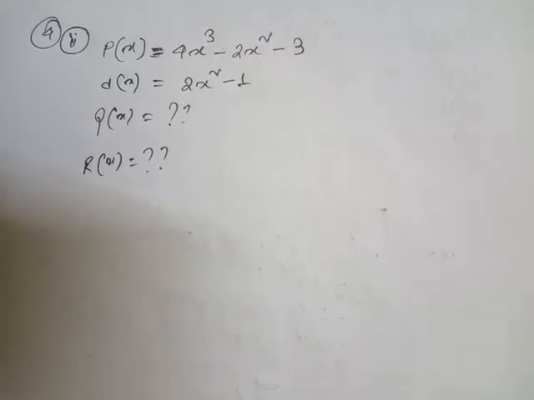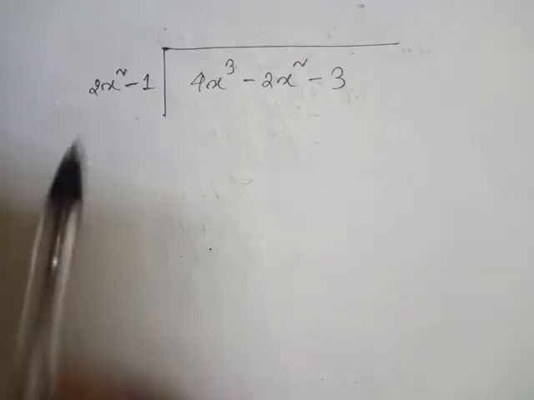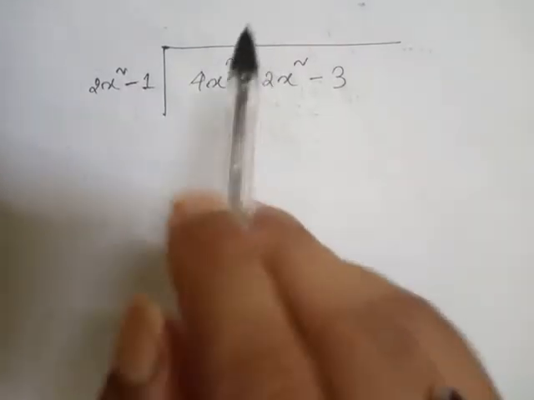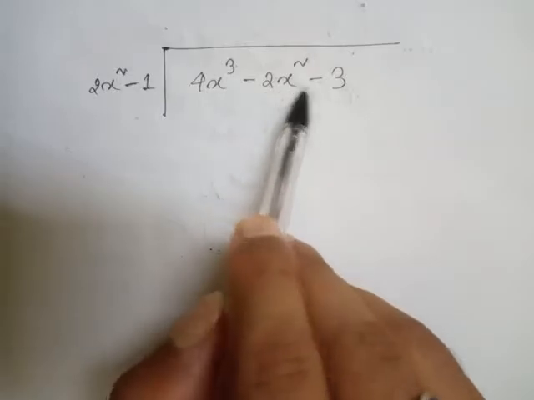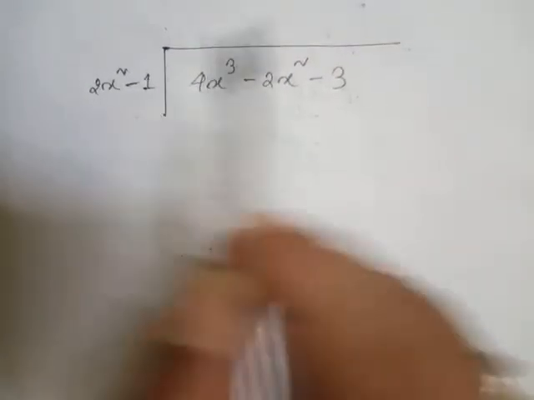Look student, this is 4 Roman 2. Px is given as 4x cube minus 2x square minus 3, and dx is given as 2x square minus 1. Qx and rx we have to find out. Dx means the divisor and px is the dividend here. If I go for the long division here, we have to find out the quotient and remainder. Now look student, this is dx, 2x square minus 1, and this is 4x cube minus 2x square minus 3. We have to divide this value with this one.